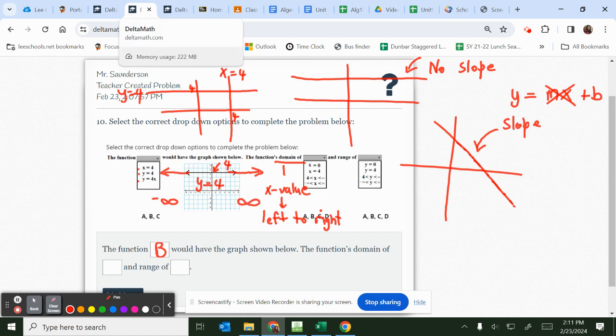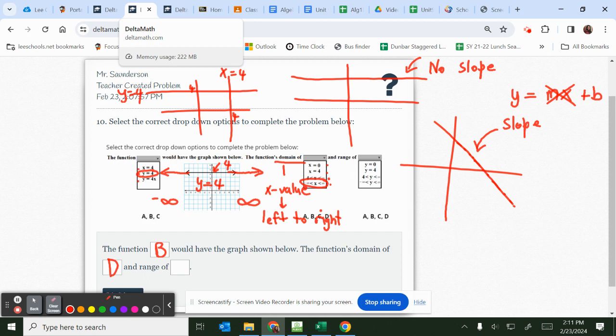So when I look from left to right, it's going from negative infinity to positive infinity. So it would be not A, not B, not C, but D. The answer for this part would have been D, because when you look from left to right, you're starting all the way to the left and going all the way to the right. So you're starting at negative infinity, going all the way to positive infinity.